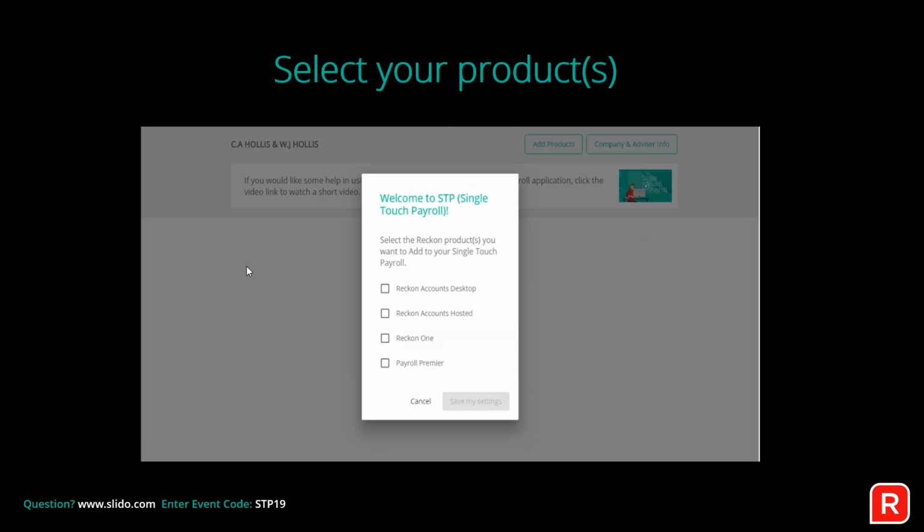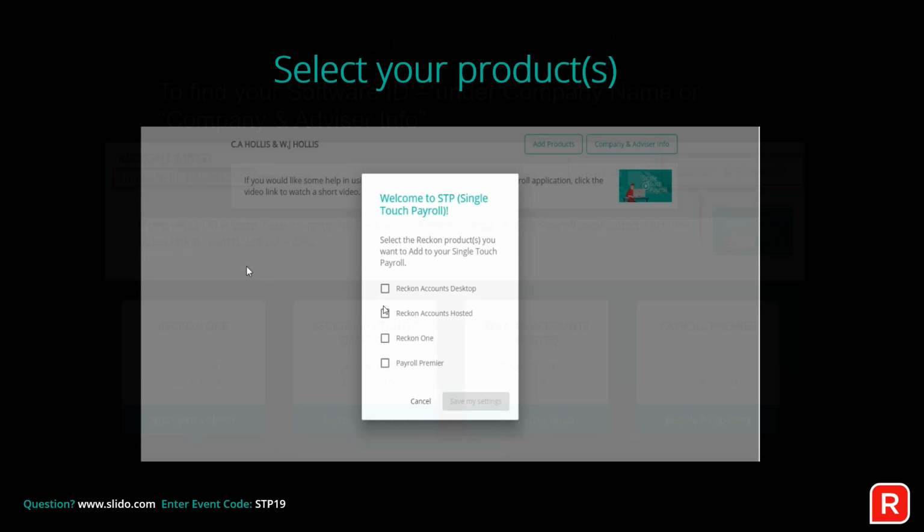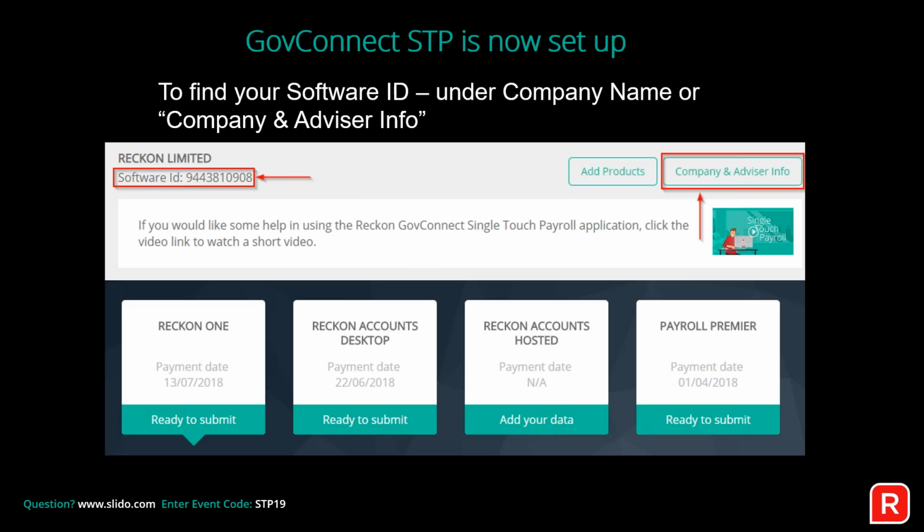The current screen you can see is the GovConnect application. You select which product you're using for Reckon to submit STP, and then save your settings. So that's basically how you set up GovConnect STP. Just a little bit further information on GovConnect. Once you have that all set up, you will need to register your software ID to the ATO. So where to find your software ID? You can find it under the company name.